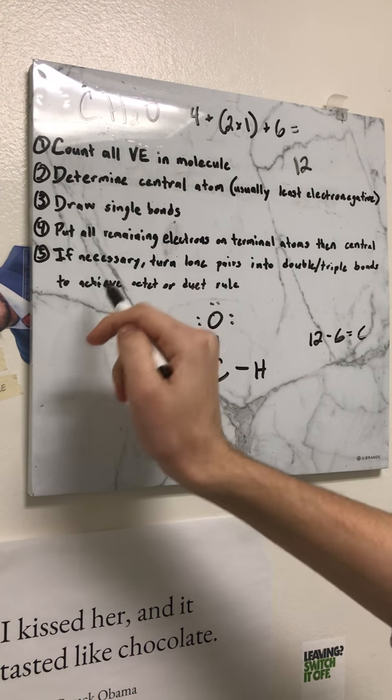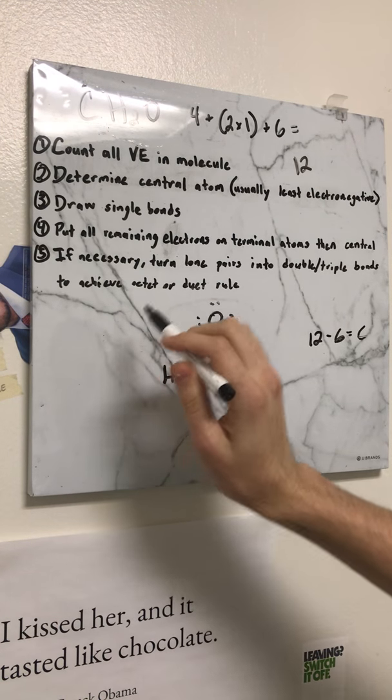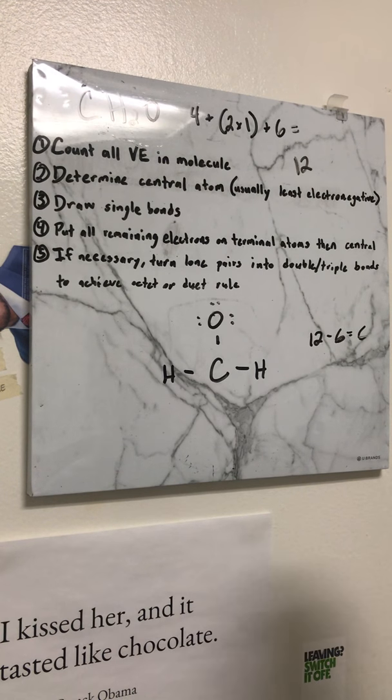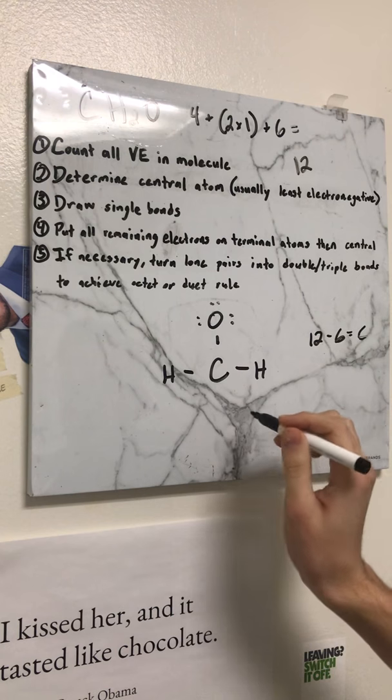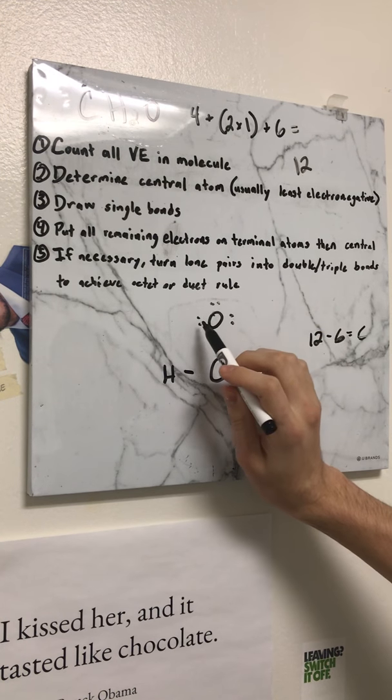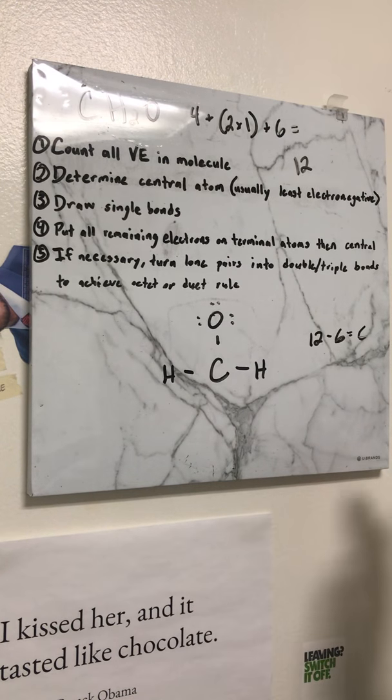If necessary, turn lone pairs into double or triple bonds to achieve the octet or the duet rule. So as we can see, carbon only has 6 electrons around it, which means it's not achieving octet, versus oxygen, which here does have 8 around it, achieving octet, and hydrogen achieving 2. So how can we correct that?